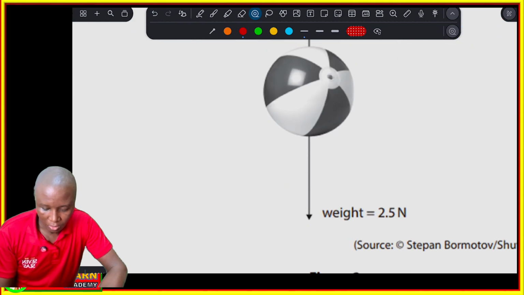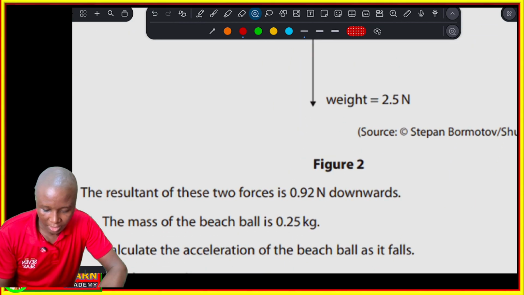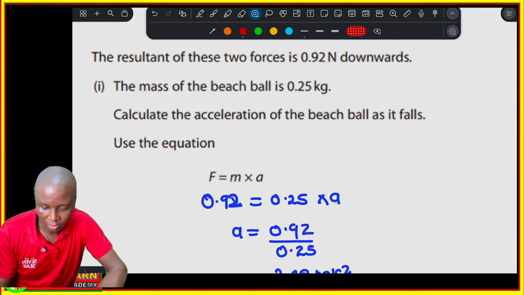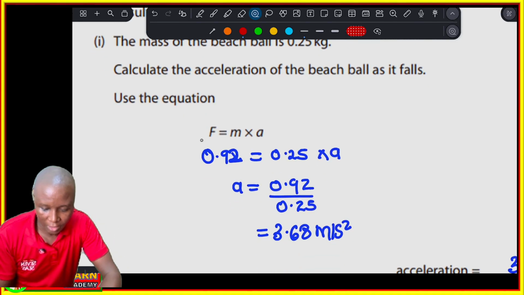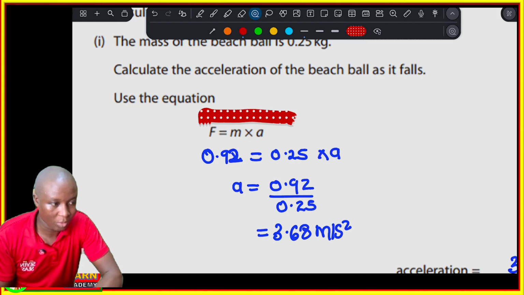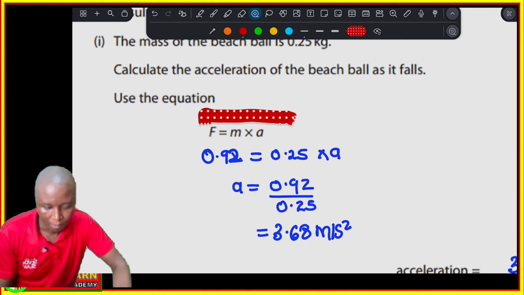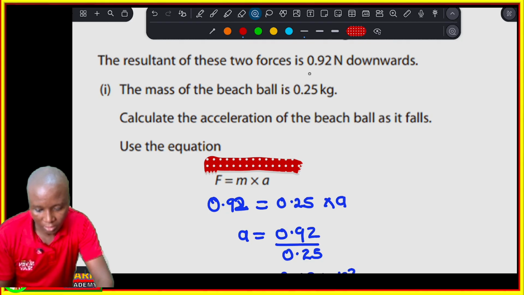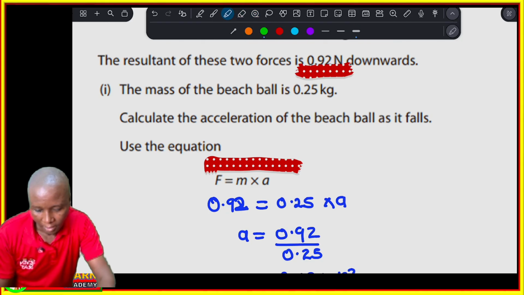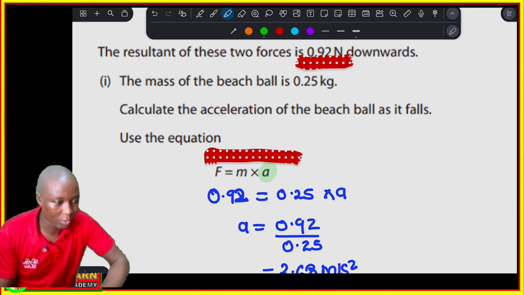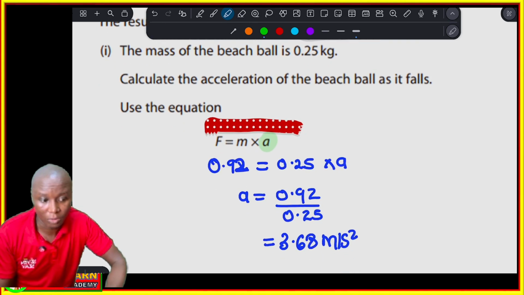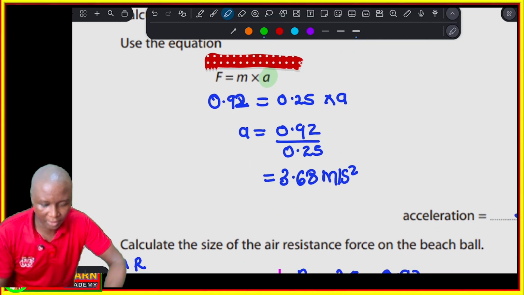There is also another question that was tested regarding the determination of acceleration, and this is the usage of force equals ma. If you are given a question like that, you need to remember that force is equal to mass times acceleration. In this question, the student was given the force, and we were supposed to determine the acceleration. So we are to make acceleration the subject of the formula to get this particular mark.